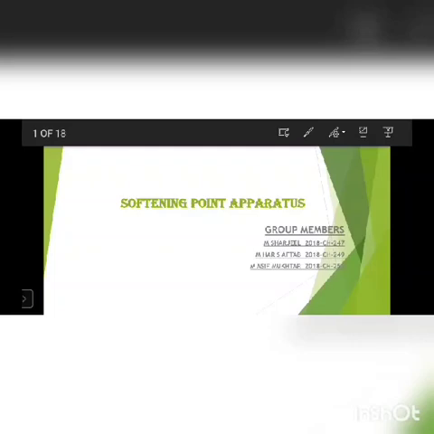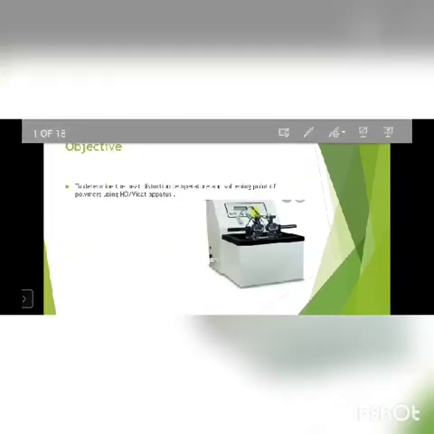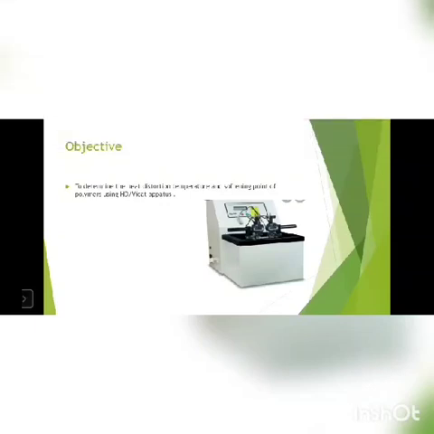Today my topic is the softening point apparatus. The objective of this experiment is to determine the heat distortion temperature (HDT) and softening point of polymers using HDT and VICAT apparatus. This is the diagram of the VICAT and HDT apparatus.